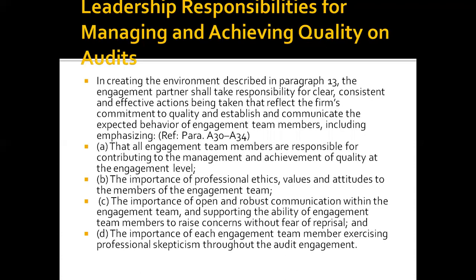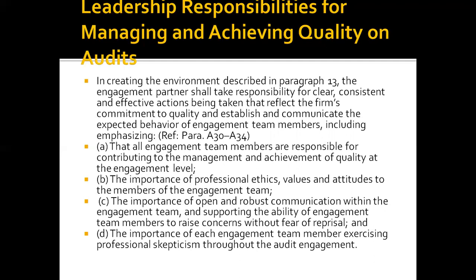All right. In creating the environment described in paragraph 13, the engagement partner shall take responsibility for clear, consistent, and effective actions being taken that reflect the firm's commitment to quality and establish and communicate the expected behavior of engagement team members, including emphasizing A, that all engagement team members are responsible for contributing to the management and achievement of quality at the engagement level.